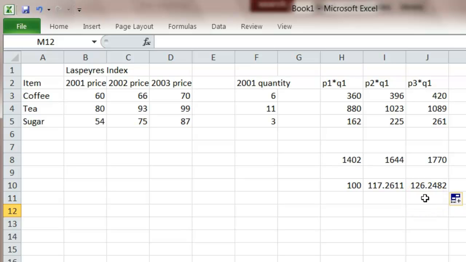So this gives us a very sensible measure because it's taking account of the different quantities. Even though, for example, sugar has gone up in price much faster, because not much of it was sold, that doesn't affect the rate of inflation so much. So this is the Laspeyres index based on the quantities in the original base year.